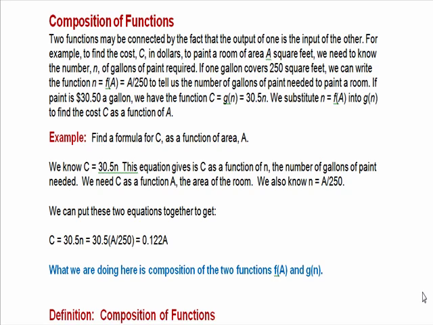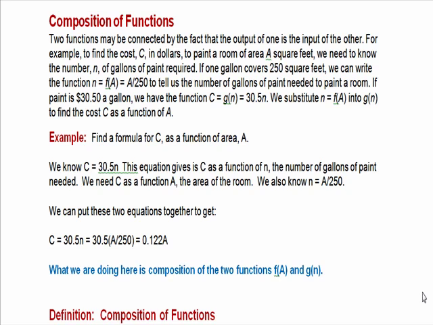So let's suppose we know 1 gallon covers 250 square feet. Well, if we knew the area of the room, what we would then just do is take A, the area, and divide by 250 square feet. And that would tell us the number of paint cans, the number of gallons we would need to paint the room.